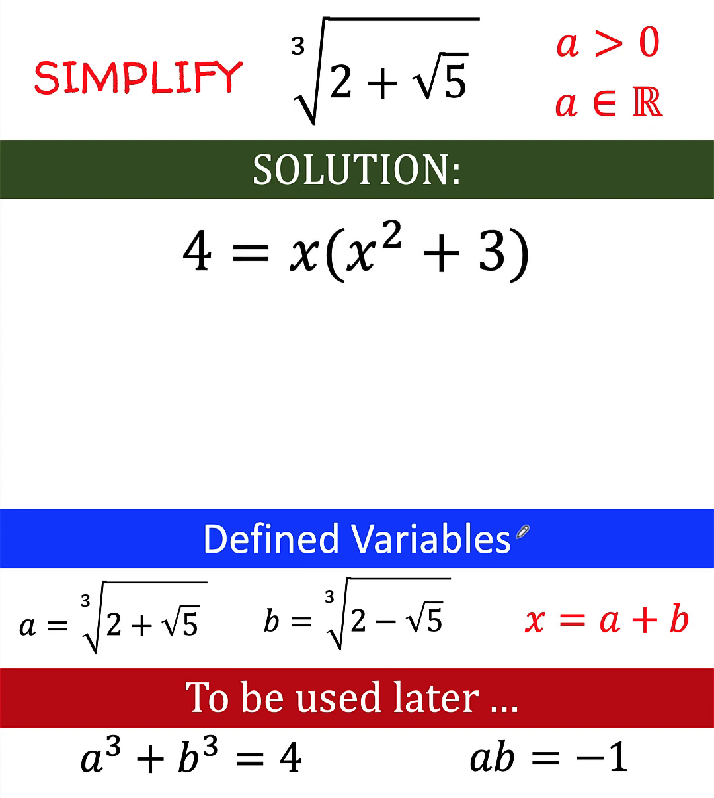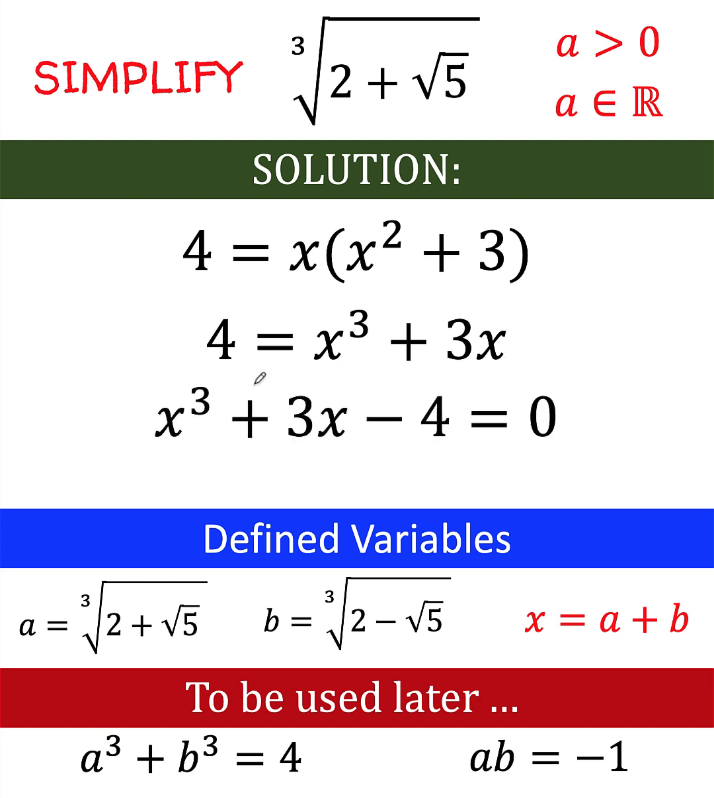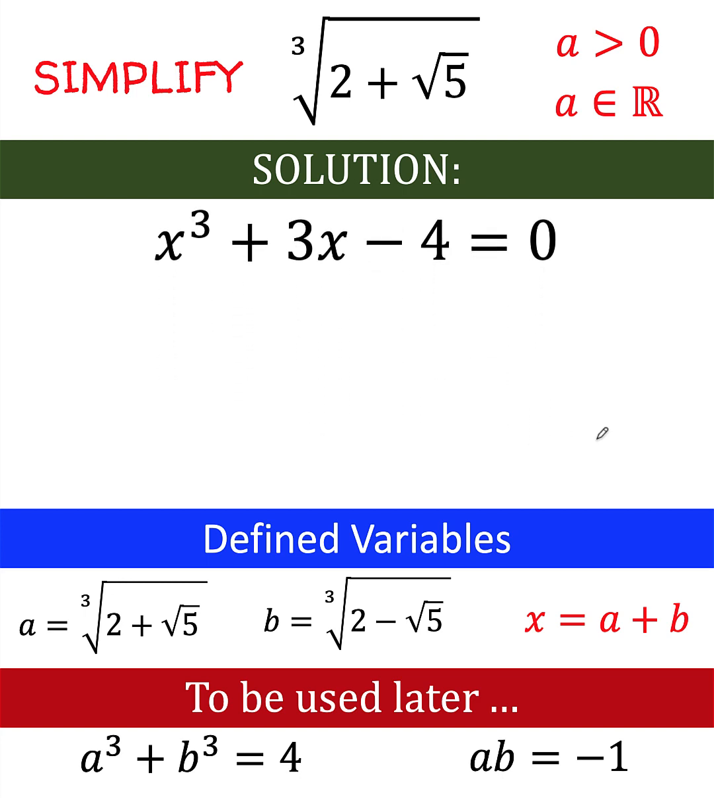Then let's distribute x to this binomial to arrive at x cubed plus 3x, and we copy equals 4. Then write this in the standard cubic equation where the right side is equal to 0. And this is now the equation that we are going to deal with.